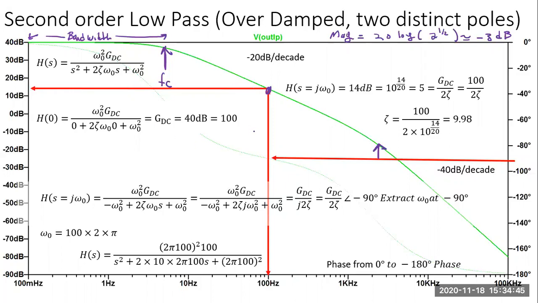So now it's second order, right? Omega naught is going to occur at minus 90 degrees, right? So you come out here and bring it down, and in this example, it's 100 hertz. Okay.